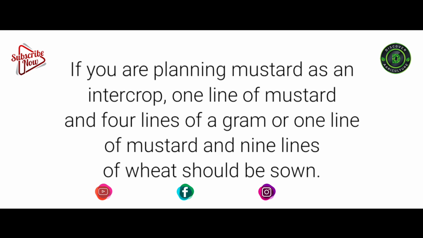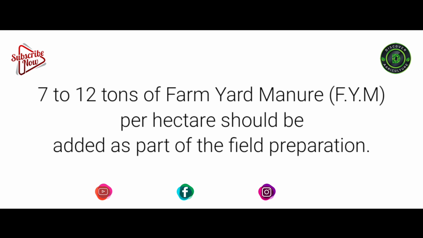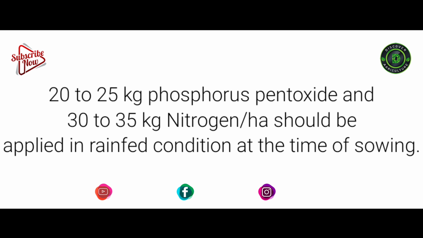Manures and fertilization in mustard farming. 7 to 12 tons of farmyard manure, FYM, per hectare should be added as part of the field preparation. 20 to 25 kg phosphorus pentoxide and 30 to 35 kg nitrogen per hectare should be applied in rain-fed conditions at the time of sowing.